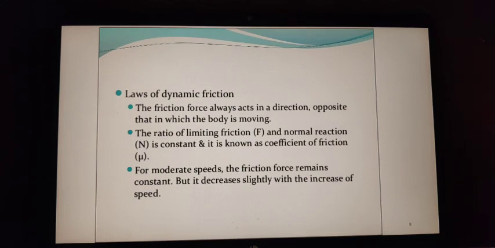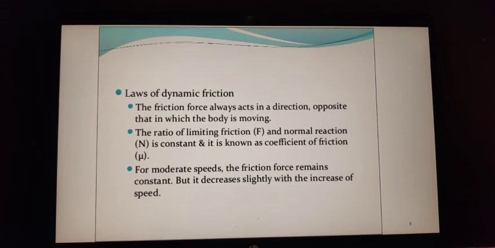So next is the laws of dynamic friction. Frictional force always acts in a direction opposite to the direction of motion. Second point is again the definition of coefficient of friction, the ratio of limiting friction and the normal reaction is a constant. And the third point is different from the previous. So third point is for moderate speed, the frictional force remains constant, but it decreases slightly with increase in the speed.